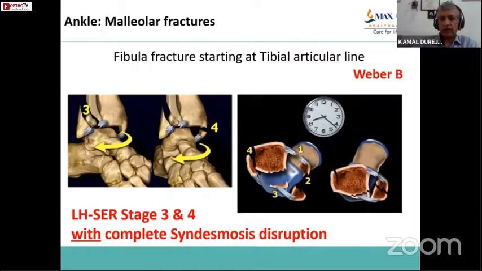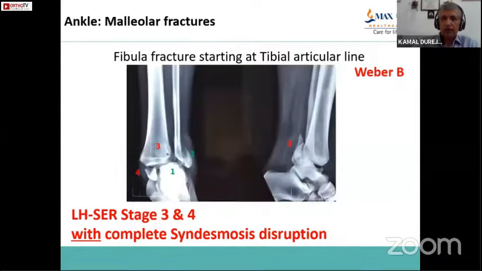So you have a trimalleolar injury with a complete syndesmotic disruption in supination external rotation stage 4 injuries. This is one good example where you can see all the stages in one particular trimalleolar injury.